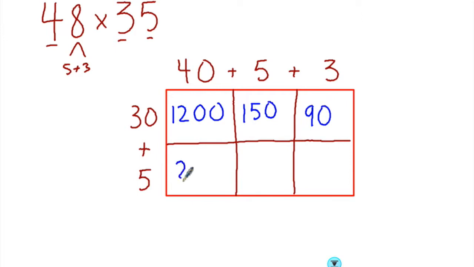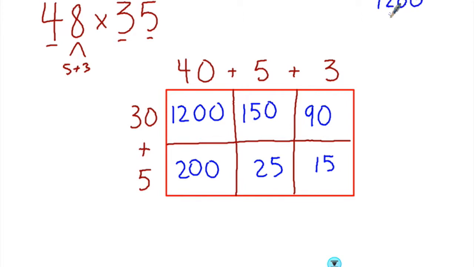30 times 5 is 150. 30 times 3 is 90. 40 times 5 is 200. 5 times 5 is 25. And 5 times 3 is 15. When you have all your products, all that is left to do is to add them.